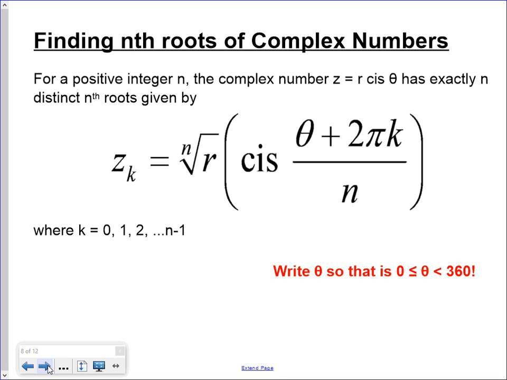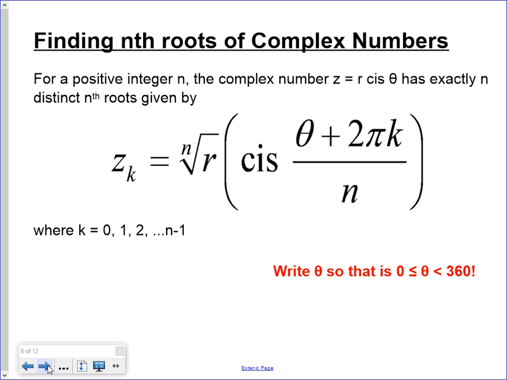But note that for these problems, when you're doing roots on your test on Thursday, you'll have to repeat the formula numerous times so that you get the correct number of roots. How will you know how many roots you're supposed to have? Based on what root you're taking. A square root would have only 2 roots.